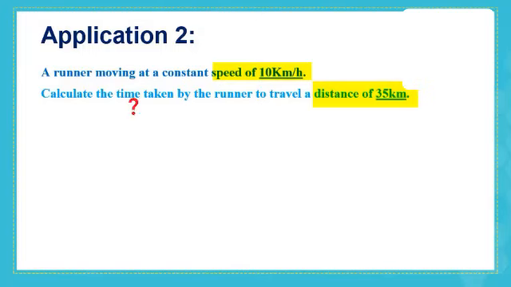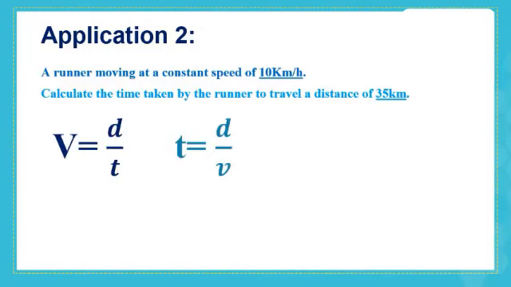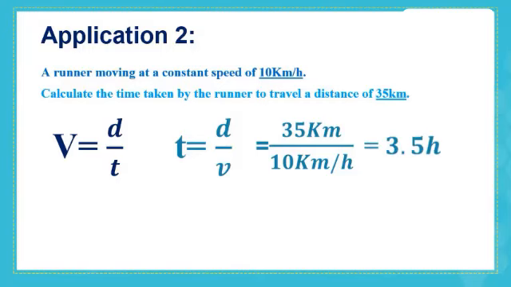Time is unknown. To calculate time, we use the following formula: T equal distance divided by speed. 35 kilometer is the distance divided by 10 kilometer per hour, which is the speed. The answer will be 3.5 hours.